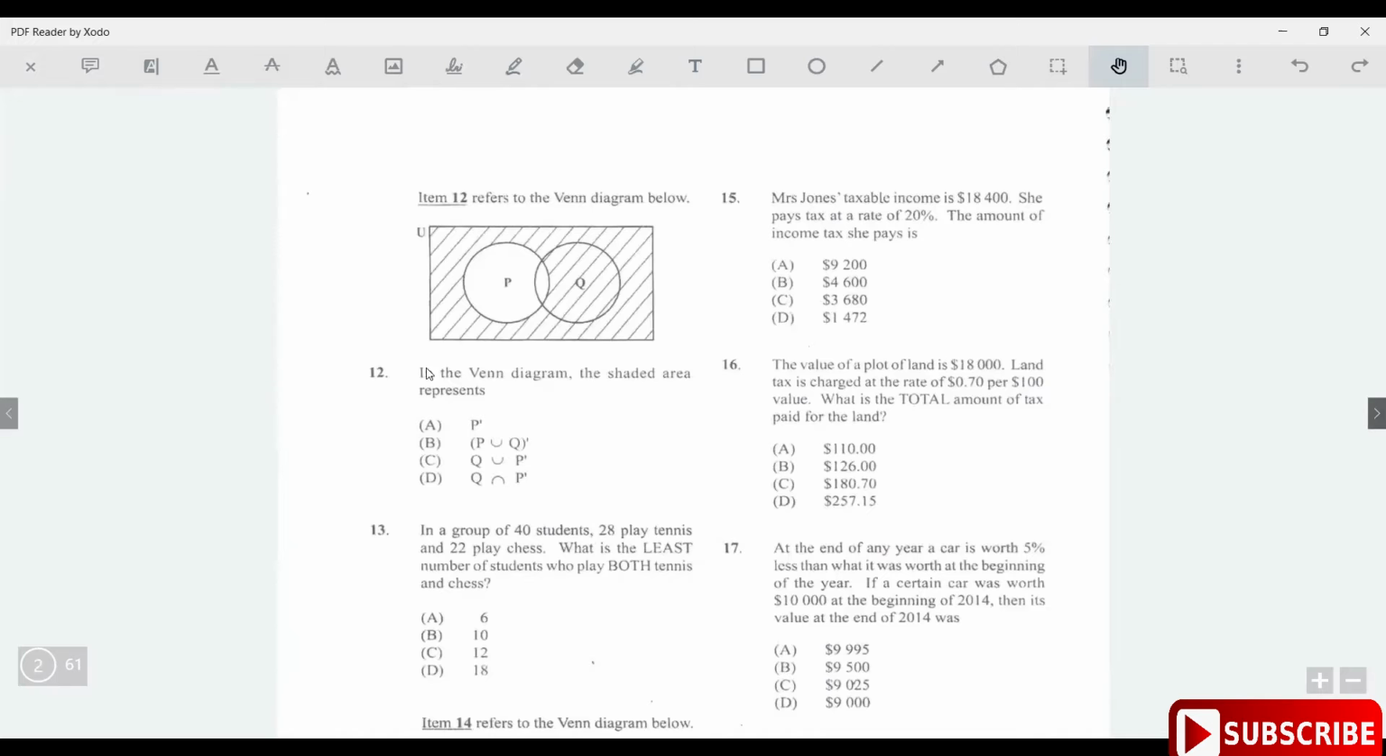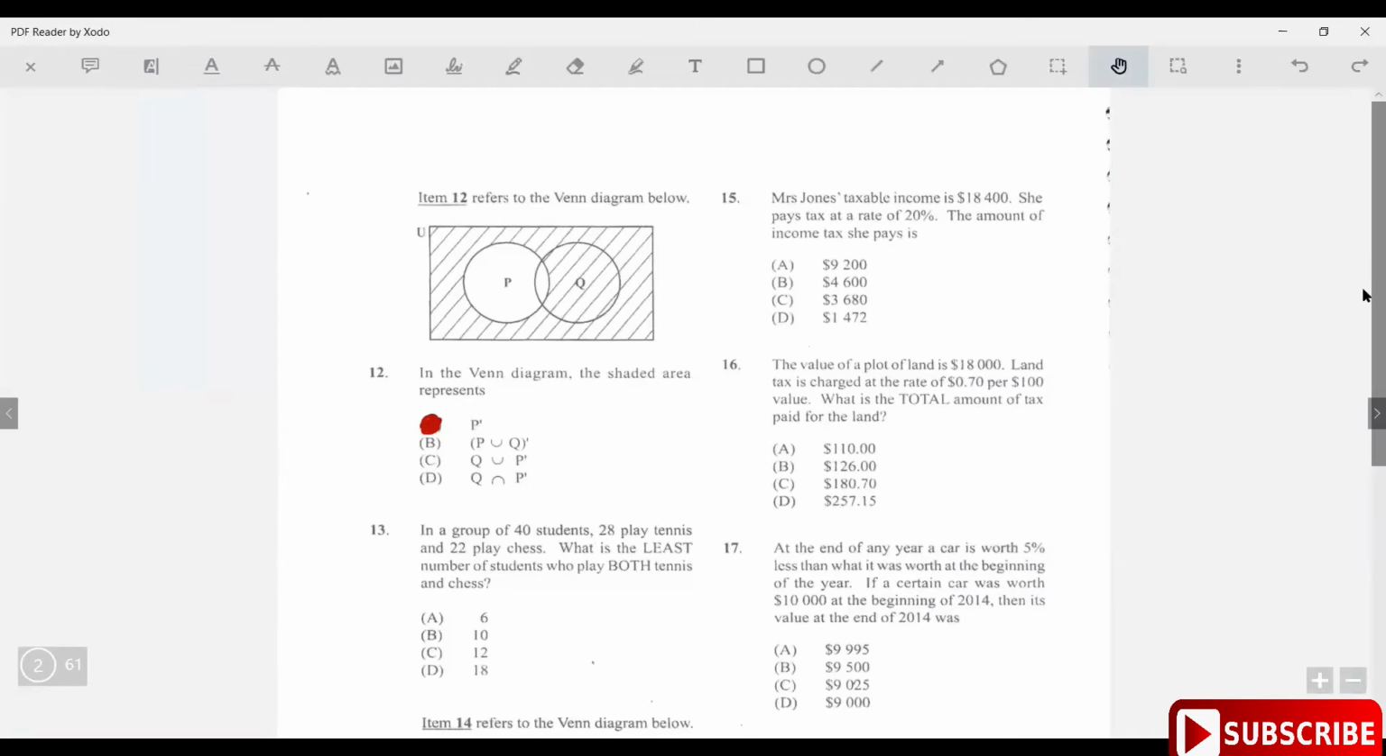Let's go to question 12. Question 12 says, in the Venn diagram, which aspects represent the shaded region? The shaded region represents everywhere outside of P. Everywhere outside of P is known as P complement. That's option A.